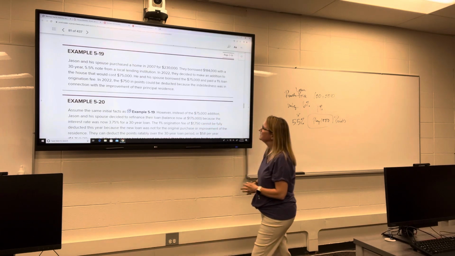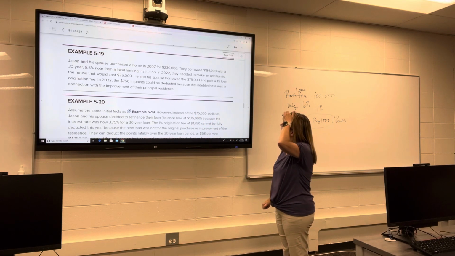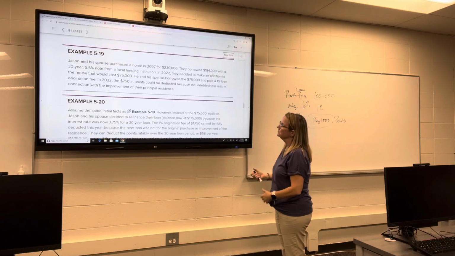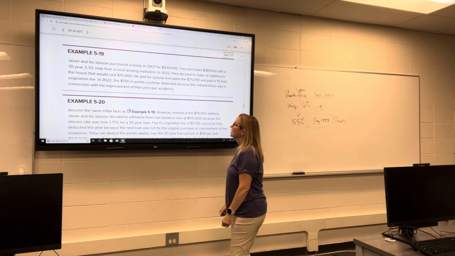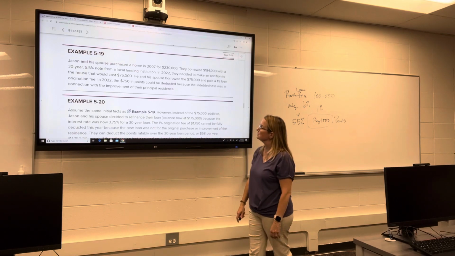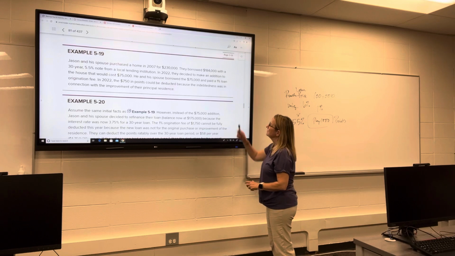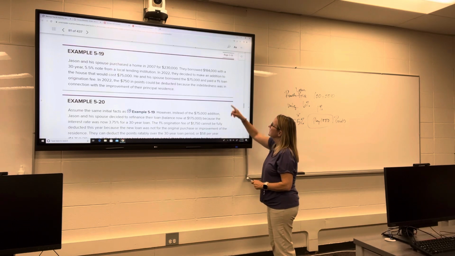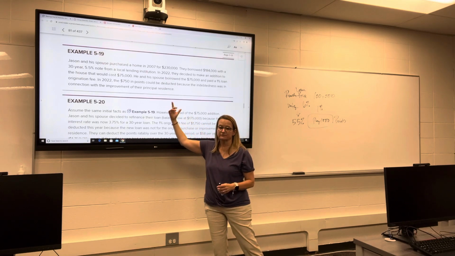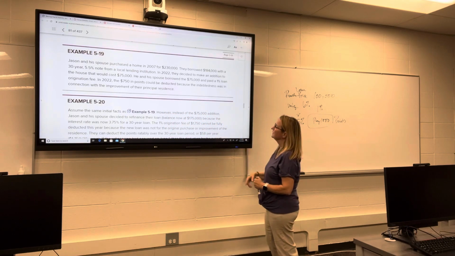Jason and his spouse purchased a home in 2007 for $230,000. They borrowed $184,000 with a 30-year 5.5% note. In 2022, they decided to make an addition to the house that would cost $75,000. They borrowed $75,000. When they did that, they paid a 1% loan origination fee. So $750 they paid when they took out that loan.